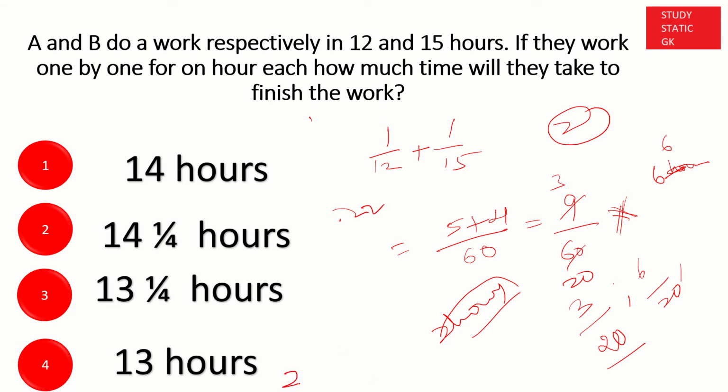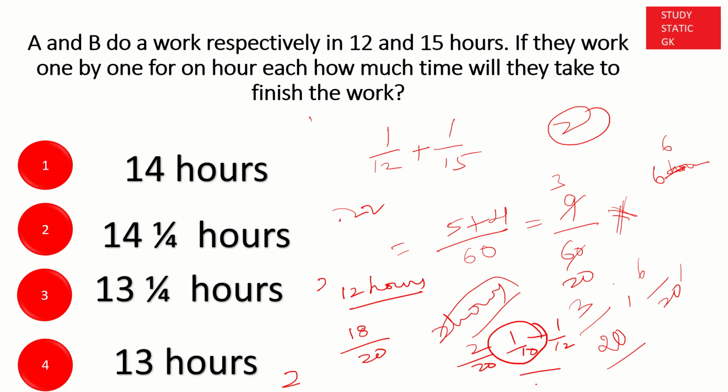Here, as I told you, in 12 hours, 6 sessions, the work completed is 18 by 20. The remaining is 2 by 20, that means 1 by 10th. But in that 1 by 10th, A will cover only 1 by 12th of the work, because A can do only 1 by 12th of the work in an hour. So the remaining work is 1 by 60.